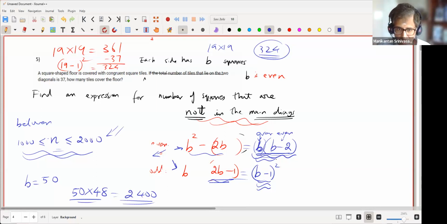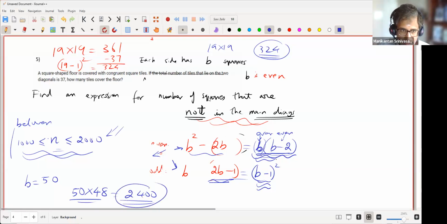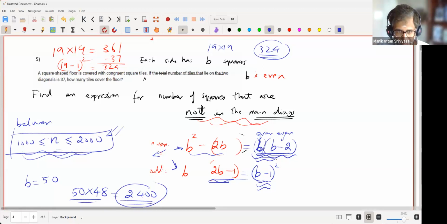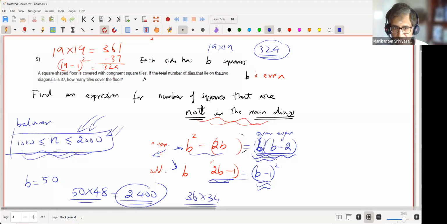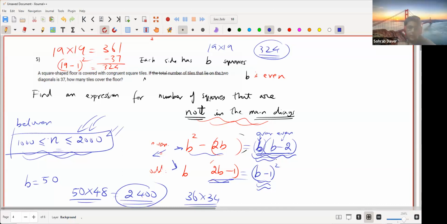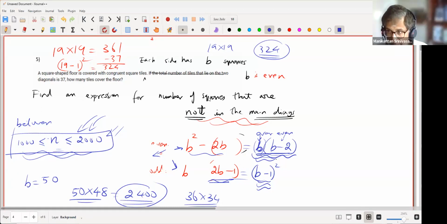Okay, but 2400 is not a number in this range. In this range, there are few numbers which will fall in this range, which will be the result of some other square. So for example, let's say 36. So 36 into 34 will fall in this range. Like that, how many numbers are there in that range? That's all I'm asking. Is this clear, Saurabh? So 36 and 34 will be counted as one number or two separate numbers? It will be counted as one number.